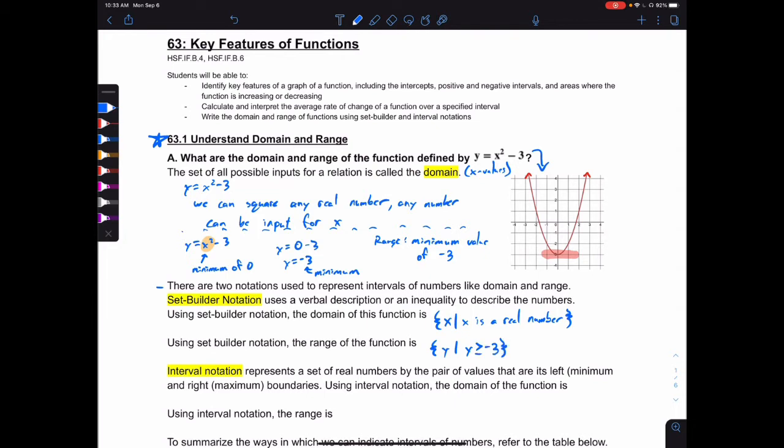Right, because in this case, it is able to be equal to negative 3. So we want to make sure that it's greater than or equal. So to read this one out loud, we would say the set of all y such that y is greater than or equal to -3.